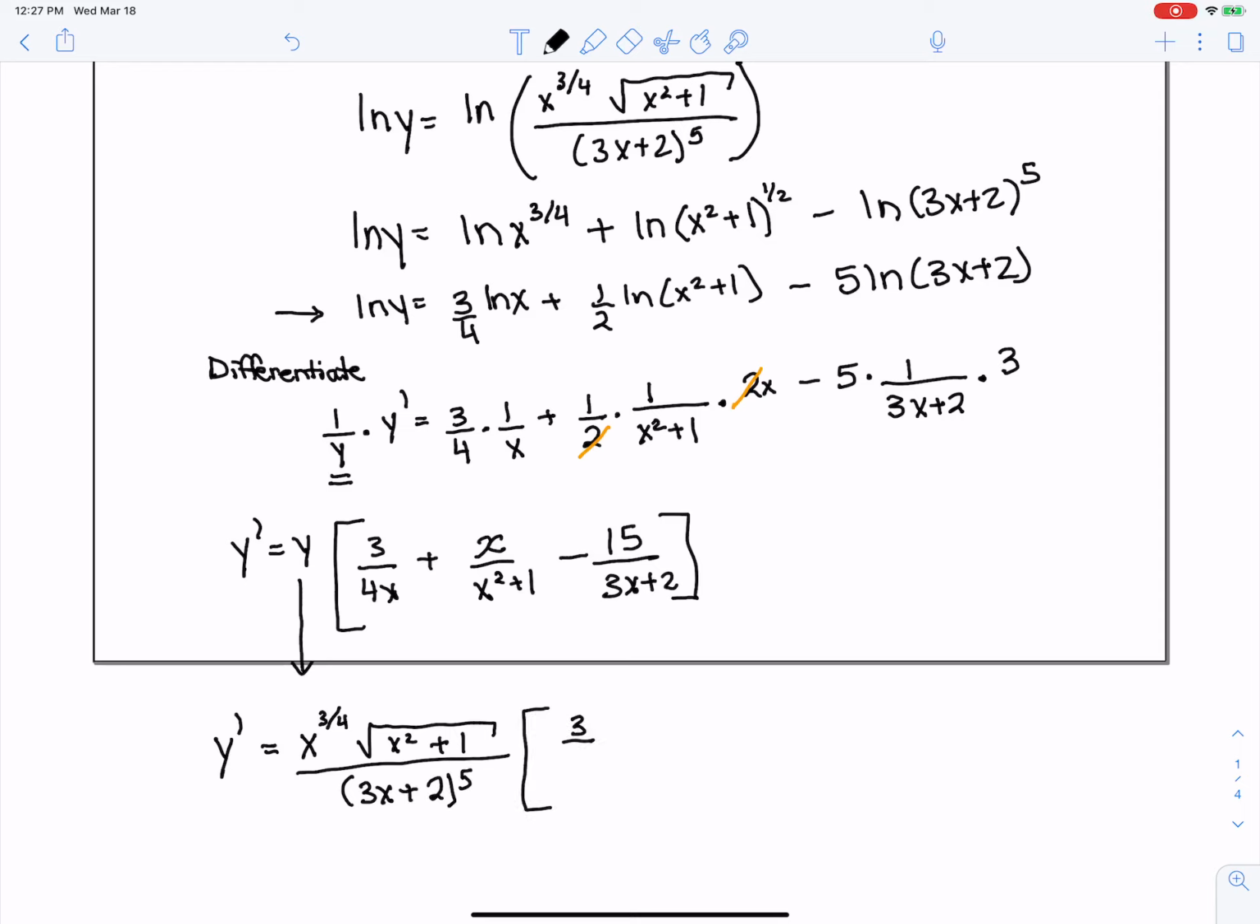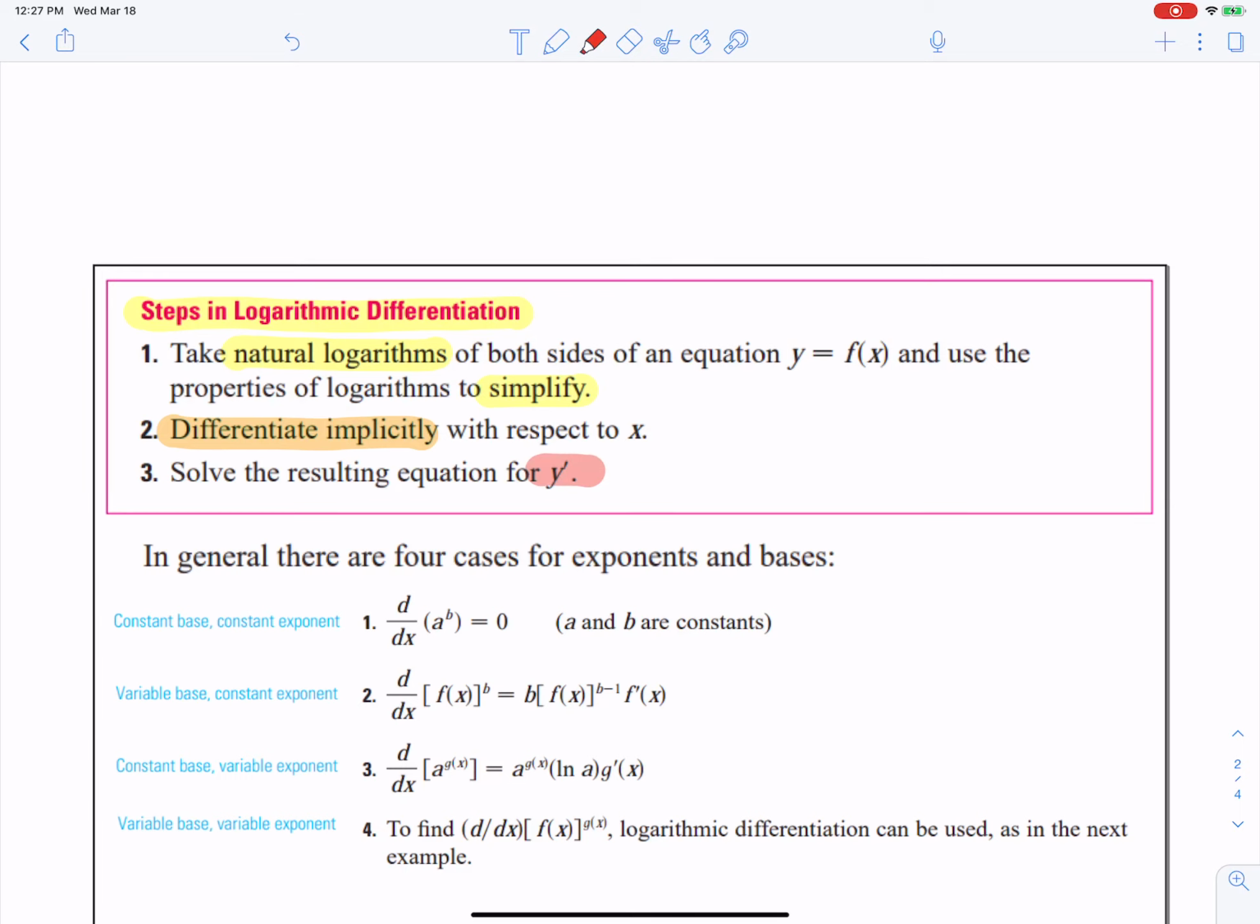So when we get to the next example, you'll notice, basically, before we get to that next example, when you're doing logarithmic differentiation, we're taking the natural log of both sides, and then we're using that to simplify the function. Once we're done simplifying the function, we're going to differentiate implicitly. So again, every time we have a y term, we have to differentiate by having a y prime term, and then we isolate for y prime, which is the derivative of the function.